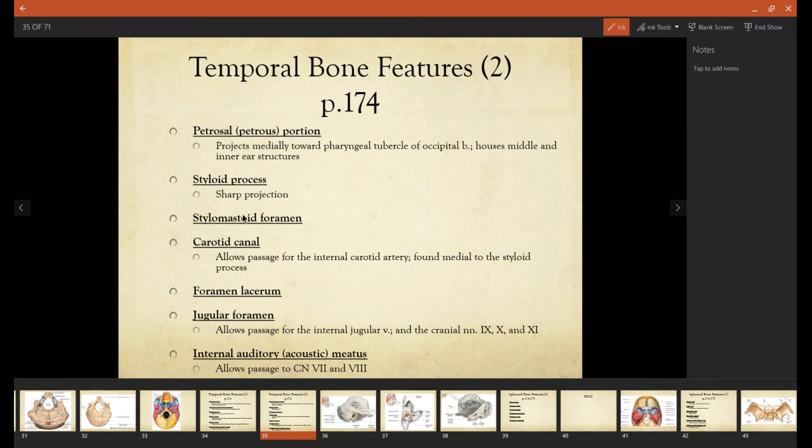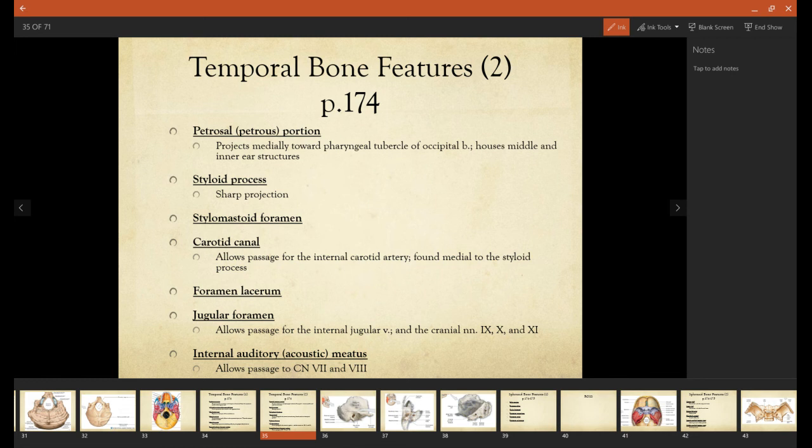The stylomastoid foramen is just going to be a hole that's located between the styloid process and the mastoid process. The carotid canal is going to be a circular hole that will allow the internal carotid artery that we learned from the previous unit to enter the skull and provide blood to the brain. Now, it'll actually be located just medial to the styloid process, so on the inside.